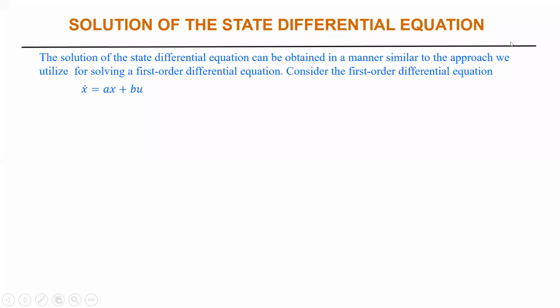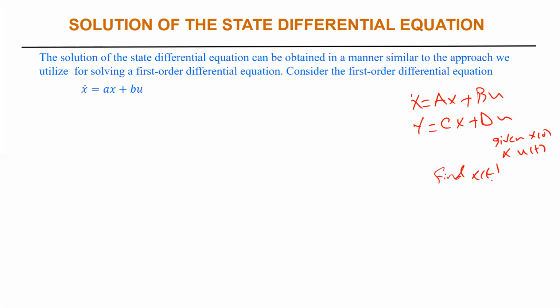Okay, what we want to do in this lecture is to find the solution for the state space representation. That's basically if I have a system x dot equal Ax plus Bu, y equal to Cx plus Du, given x of 0 and u of t, we'd like to find x of t and y of t. Well, this is basically what we want to do.